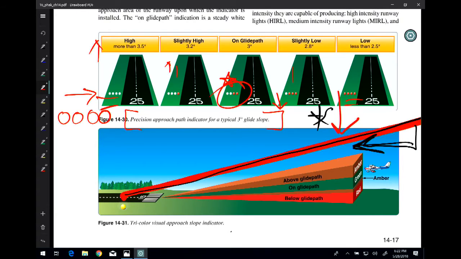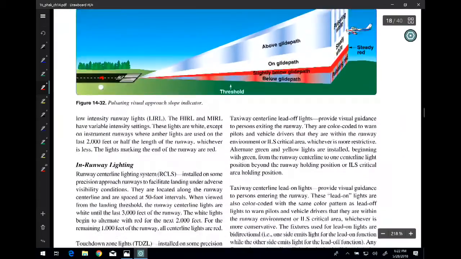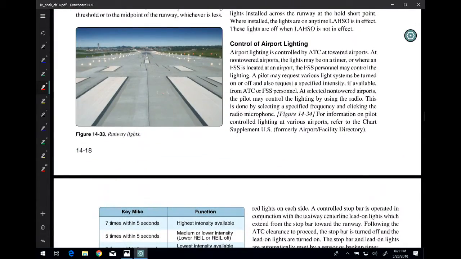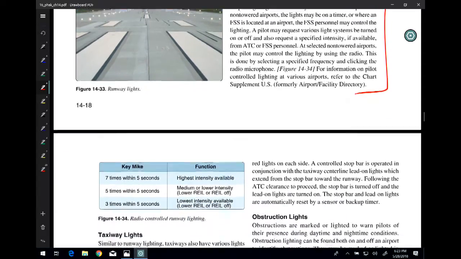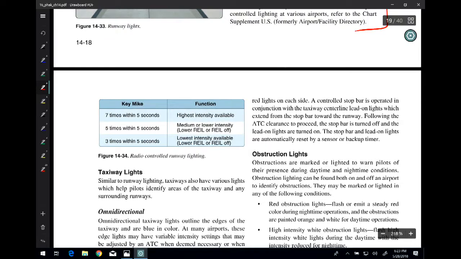What is pilot controlled lighting? Tell me specifically how it works. If we talk about pilot controlled lighting, it is a way that we have a certain frequency here on the radio. And with that frequency, what you can do is this. As you approach that airfield at a non-towered airport where you're controlling the lighting, pilot-controlled lighting, you do it with the push-to-talk switch on your radio.